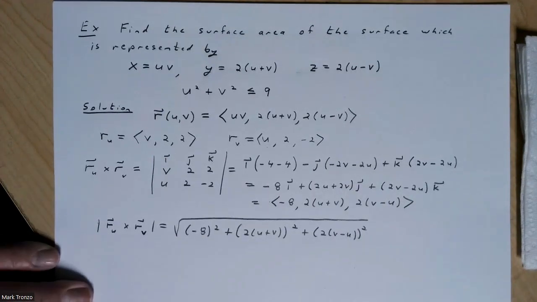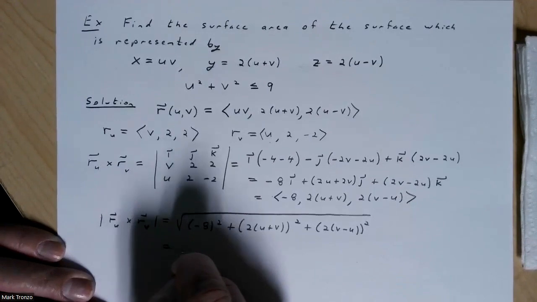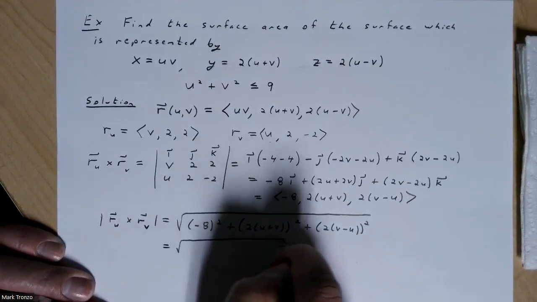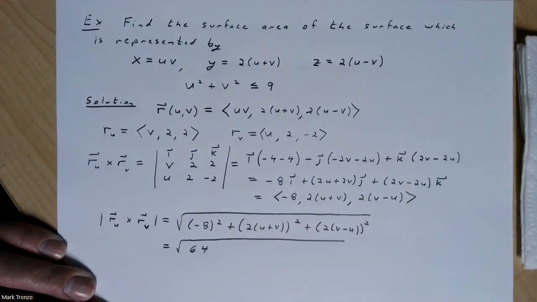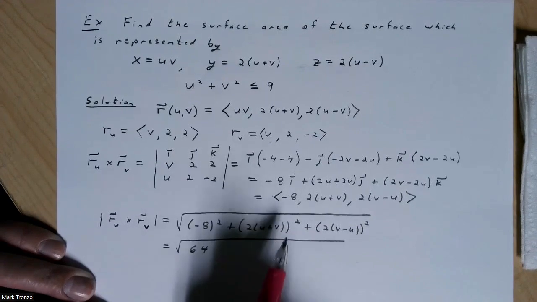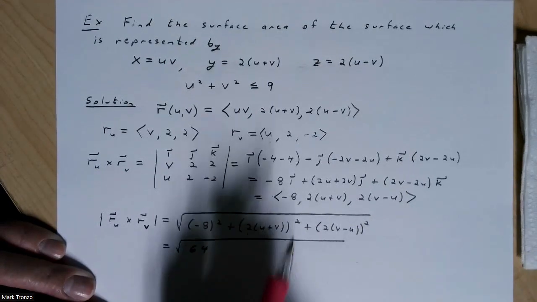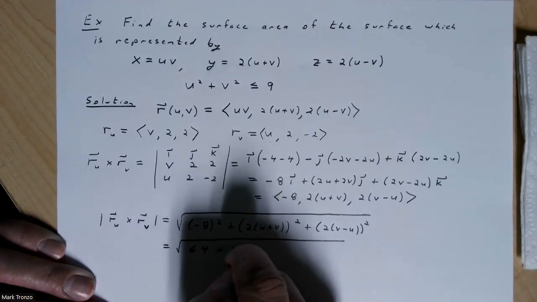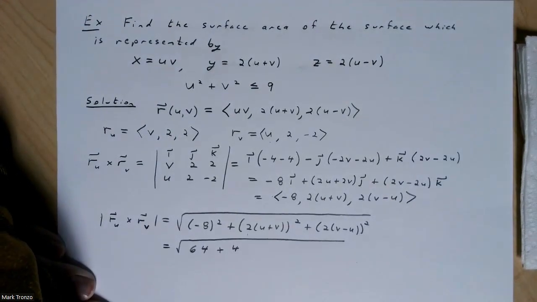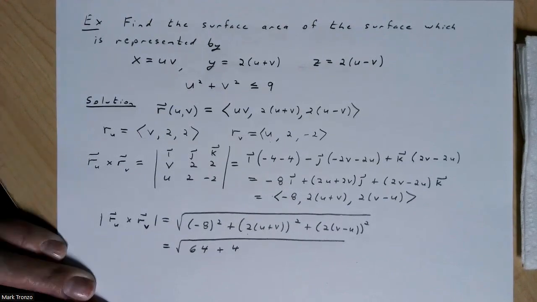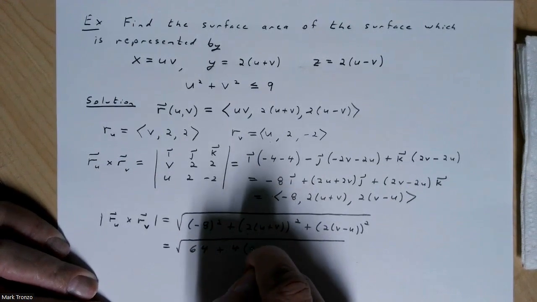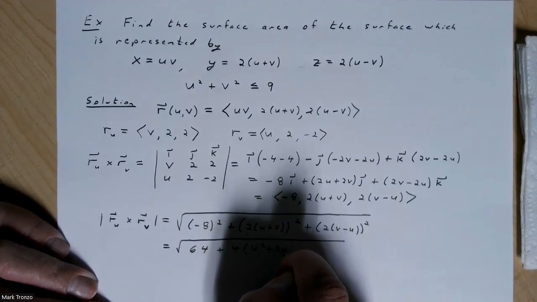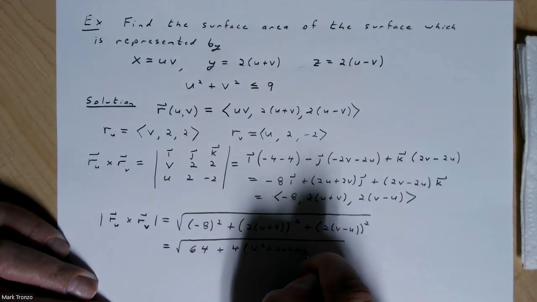Like this. And let's see if we can simplify this. Of course, that will be 64. And then over here, this will be 2 squared, which is 4. And then this is u plus v. Let me square that. That'll end up being u squared plus 2uv plus v squared.